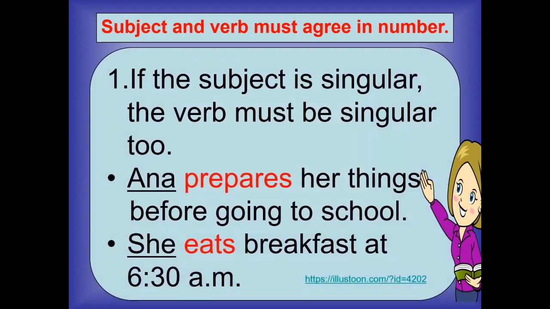Number 1. If the subject is singular, the verb must be singular too. Here are the examples. Anna prepares her things before going to school. She eats breakfast at 6:30 a.m. Always be reminded that if the subject is singular, the verb must also be singular. The singular form of the verb is the S form.